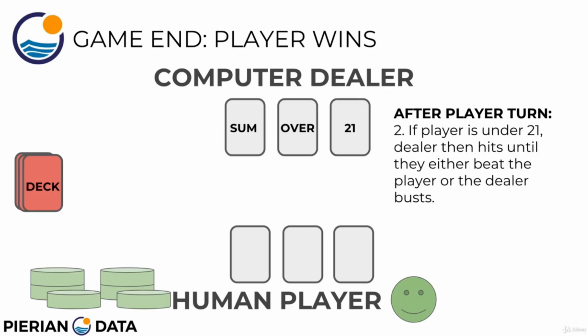So in our simplified version of the game, what's going to happen is the computer dealer keeps hitting until they either beat the human player or until they bust. So eventually what may happen is they keep hitting and then they bust, meaning they have a sum over 21. And if that's the case, the human player wins and they actually double their bet money, and that goes to their bankroll. And we have a happy human player.